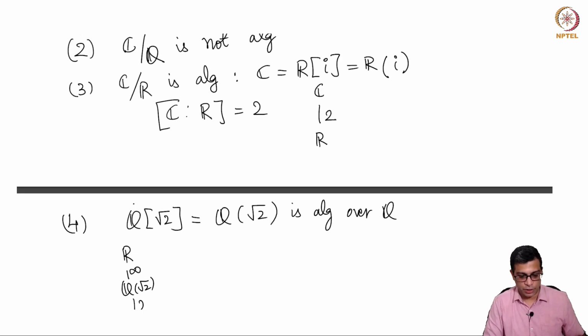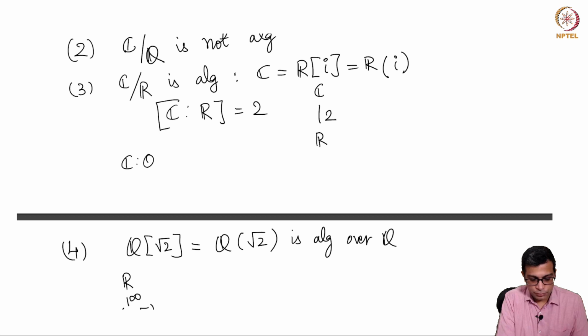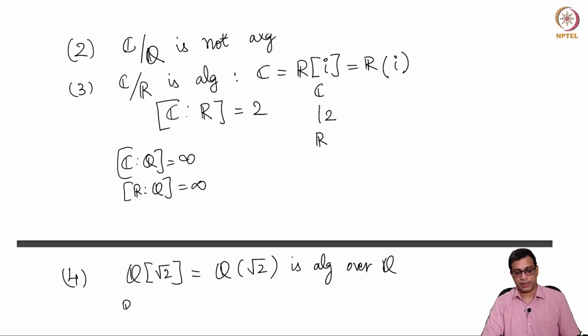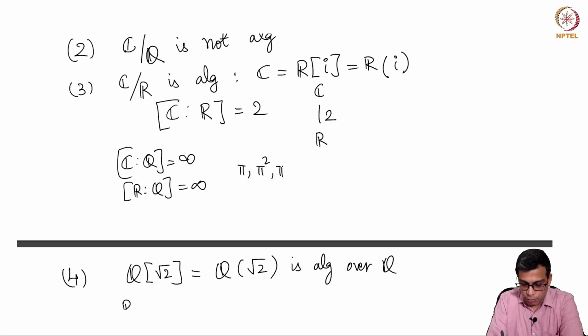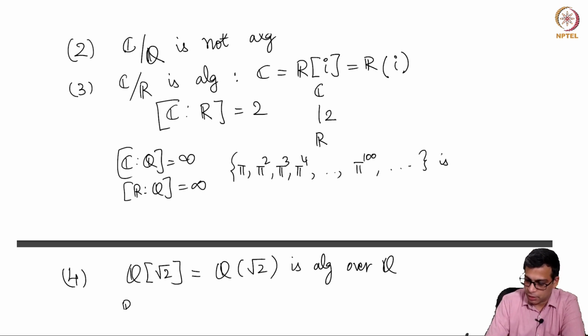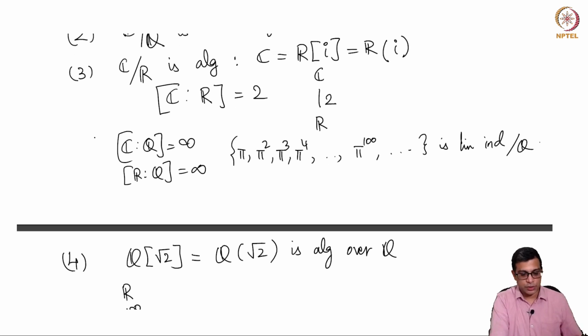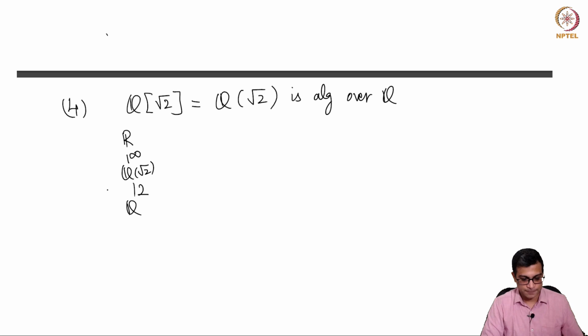So every time you have non-algebraic extensions, it's an infinite dimensional vector space. That is because pi squared, pi cubed, pi to the power 4, pi to the power 100 and so on, this set is linearly independent over Q, right? That is the meaning of being transcendental. If there is a linear relation, that gives you a polynomial for which pi is a root. So these are infinite dimensional vector spaces.